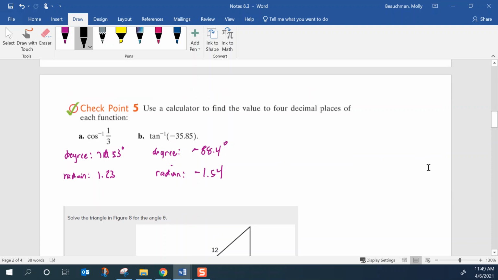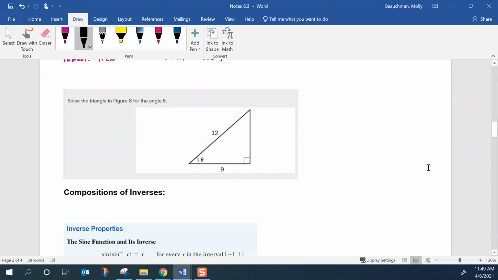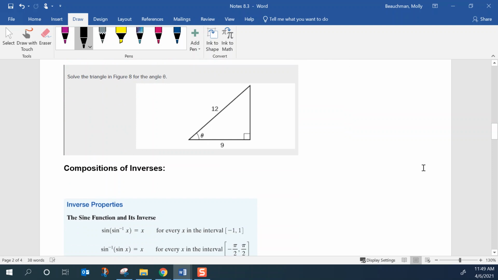All right, so where do we use this? We use this in right triangles, and you have used this in right triangles. So if we want to find an angle in this right triangle, and we're given the hypotenuse and the adjacent side, then the trig function that uses adjacent and hypotenuse is cosine. So the cosine of my angle is equal to 9 over 12. So that means that the angle is equal to the inverse cosine of 9 over 12. Or you can reduce your fraction.